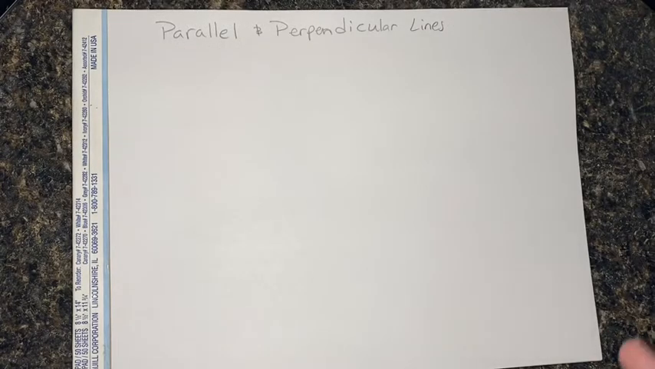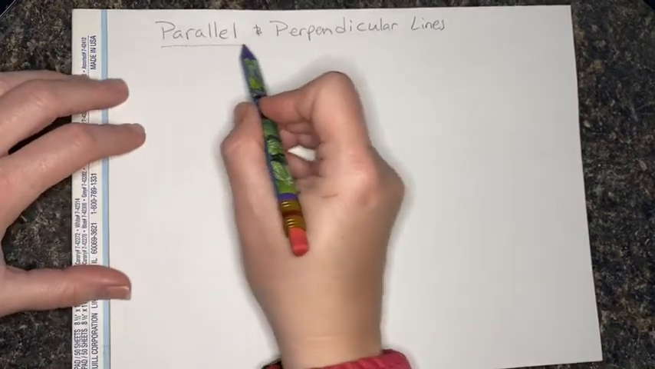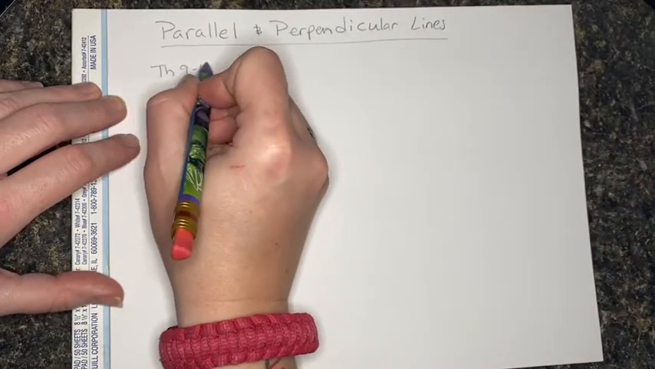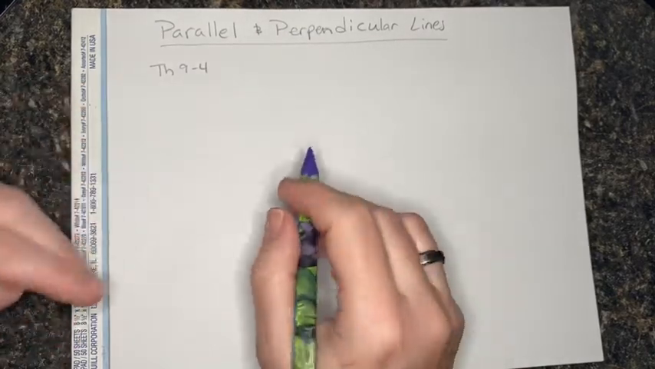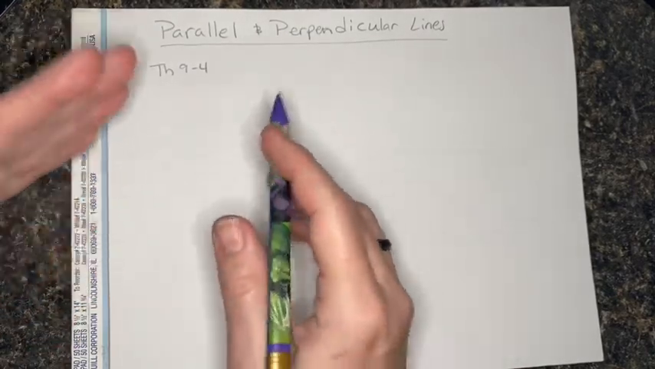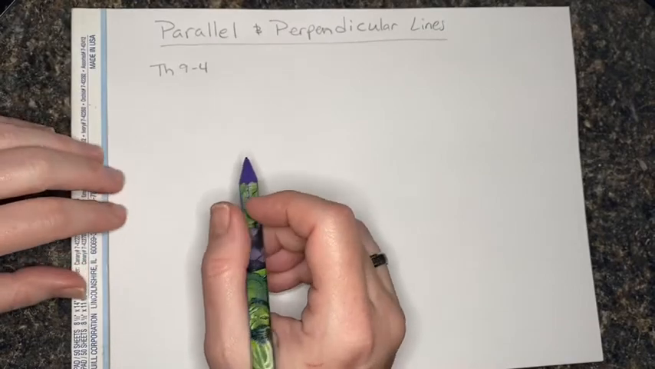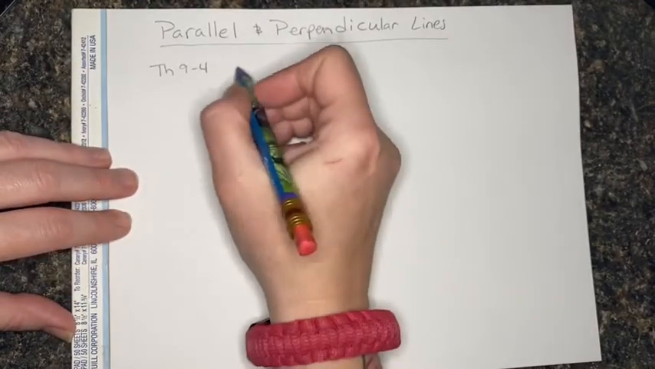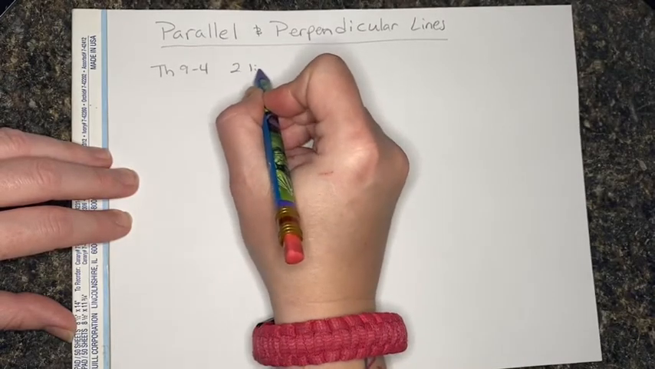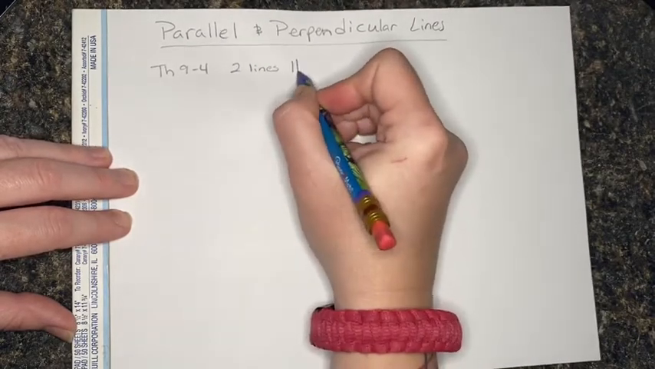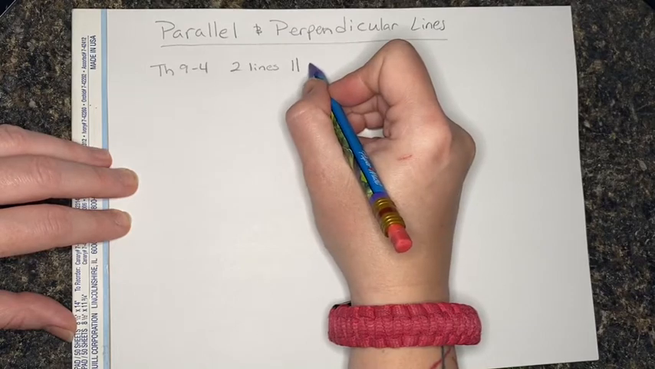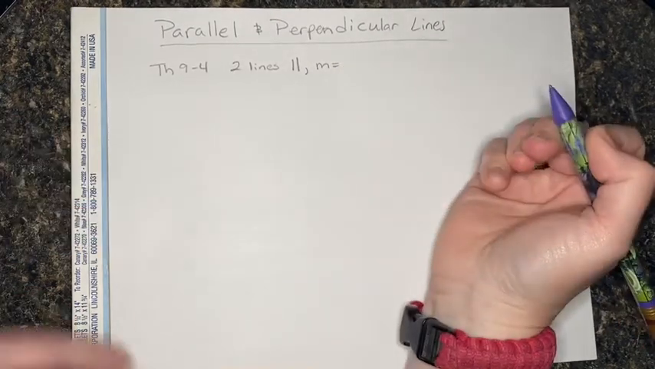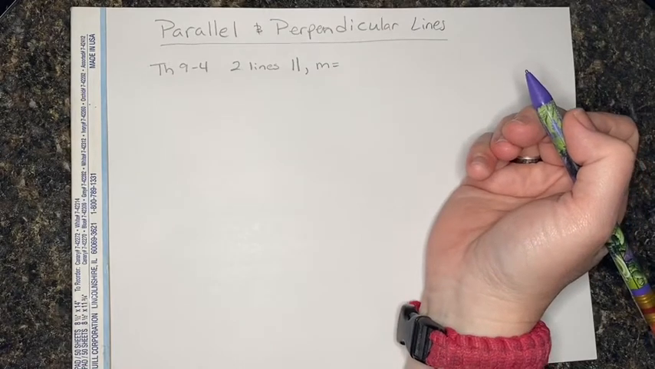Okay, so now we're talking about parallel and perpendicular lines. Theorem 9.4 tells us that two non-vertical lines, so they're not going straight up and down, are parallel if and only if they have equal slopes. So two lines are parallel if their slopes are equal. You know how I like to abbreviate things.